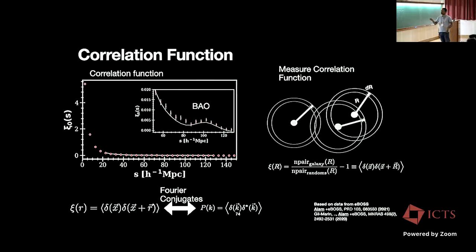And just to repeat this idea, which you're trying to do in tutorial exercises to measure the correlation function: what we do here is find the pairs of galaxies as a function of distance. We find the pairs of random points, subtract 1, and that's equivalent to doing this. And this is what the correlation function is. This is what we are plotting.